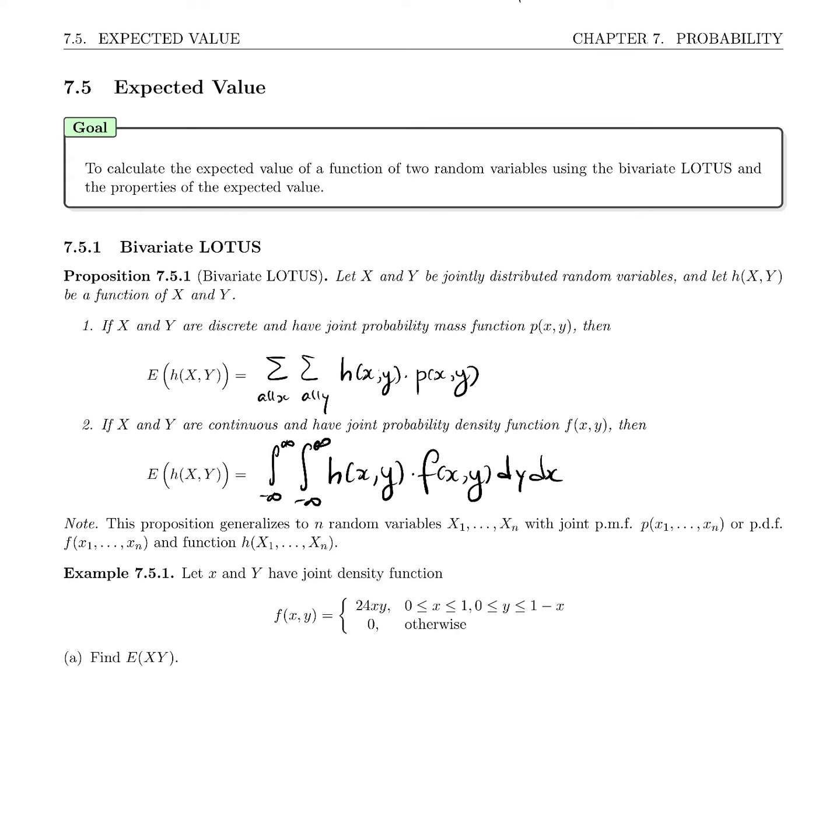So in the next video, we're going to do example 7.5.1, where we're going to, I see a mistake here, I'll correct that for the next video, where we are going to apply LOTUS to find the expected value of a function of two continuous random variables.